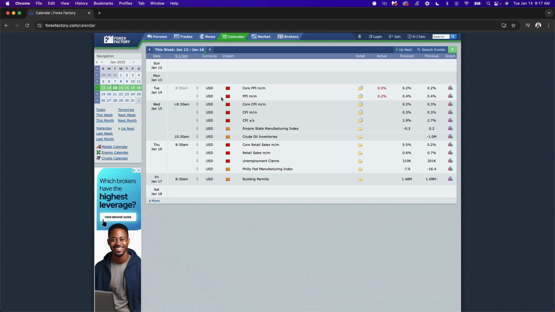PPI month to month and also PPI inflation month to month. Both came in cooler than expected, and the market is initially having a bounce here. Both dropped 0.2 compared to the forecast, which is the preview. So yes, we have seen a very small decline here in both PPI month to month and the core PPI. Tomorrow we do have CPI and CPI year to year, and then we have retail sales here on Thursday.